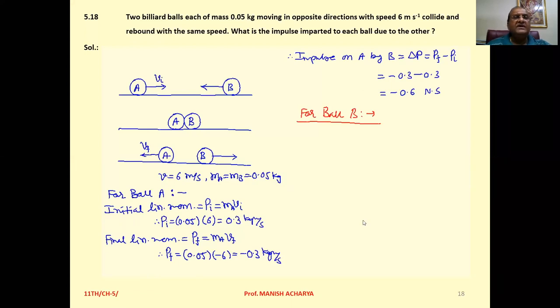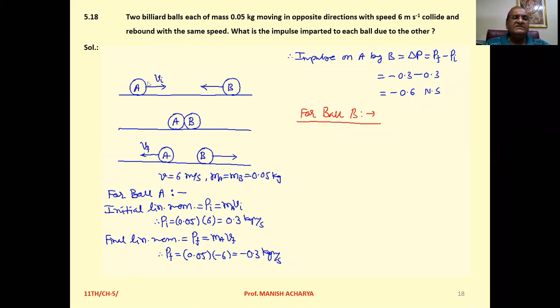Now 5.18. Two billiard balls, each of mass 0.05 kilogram, moving in opposite directions with speed 6 meter per second, collide and rebound with the same speed. What is the impulse imparted to each ball due to the other one?